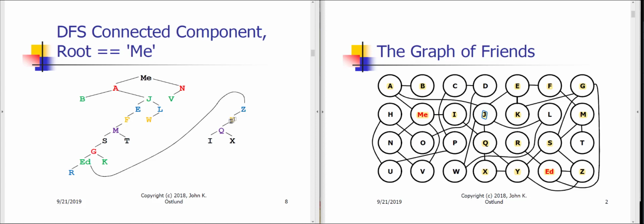From there, we visit Y, Q, I, backtrack to Q and visit X. Then we have to backtrack all the way up to G and visit K. Backtrack up to M and visit T, backtrack to J and visit L and W, and finally we end up backtracking all the way up to me and visit N and V.